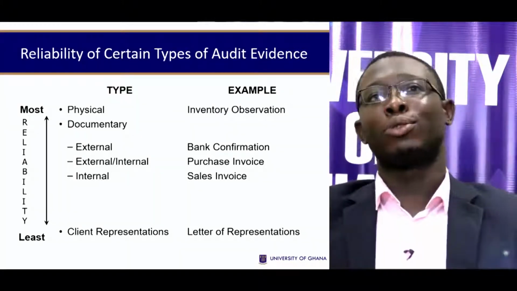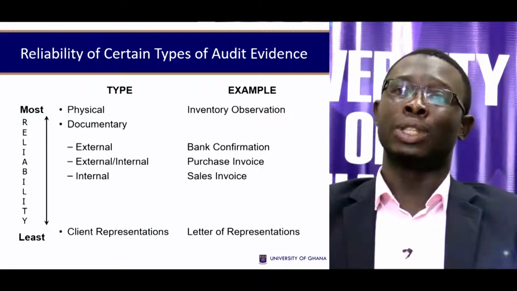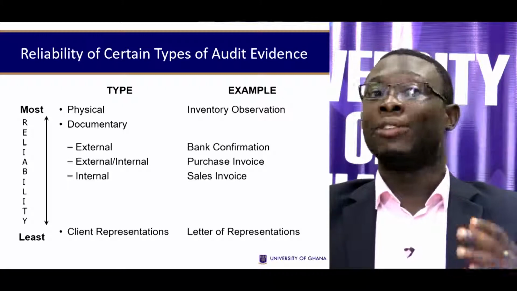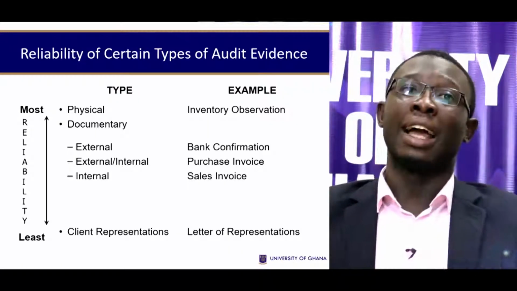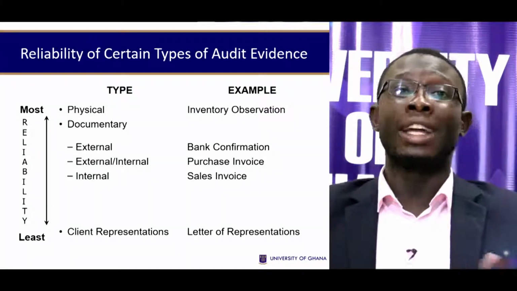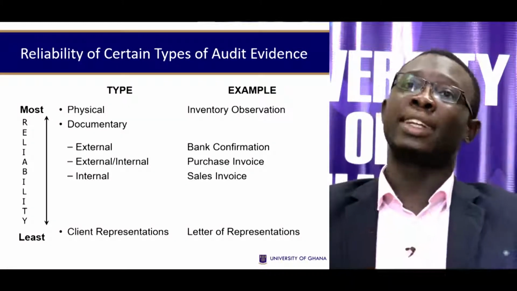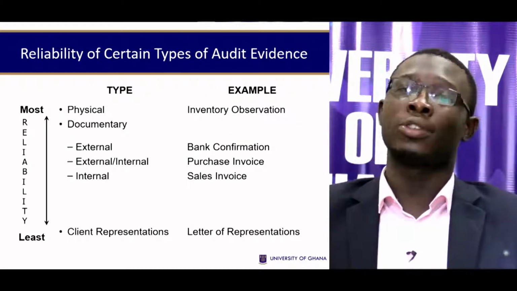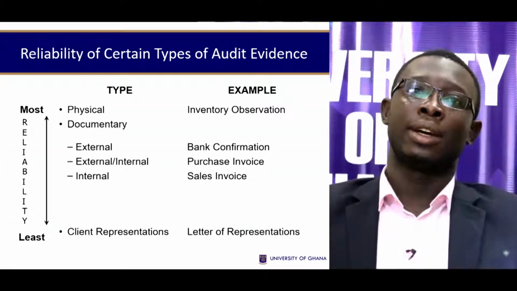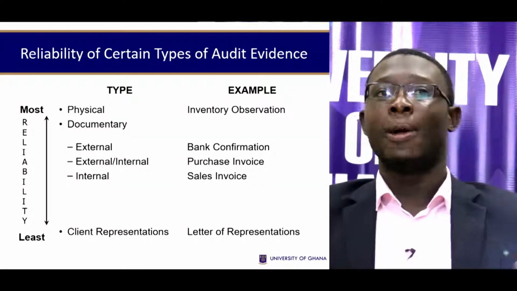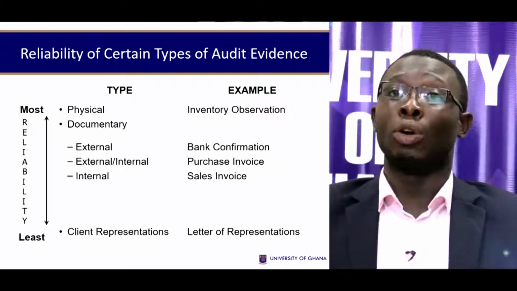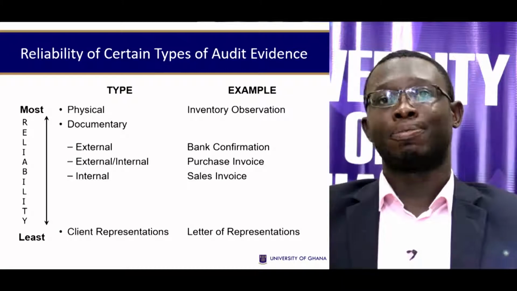So this will help us to look at the reliability issues in audit evidence. We are saying that it is most reliable when the physical document exists, and least reliable when the client is the one giving you the evidence, possibly orally or in the form of any other representation. And then beside it is the example. So physical, we are talking about inventory observation. The auditor himself or herself attending the inventory count, possibly doing it alone or as a team. And then the least reliable one, that is the client representation. Example is what? Letter of representation from management.